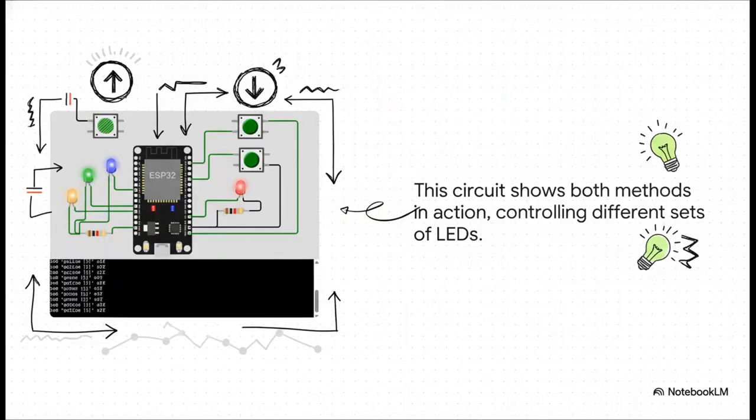And in this circuit, you can see both of those methods working right next to each other. One button is wired as pull up, the other as pull down. When you press them, they each trigger a totally different response, even though the physical action of pressing is exactly the same. Understanding this difference is just so key to building reliable inputs for any project you make.